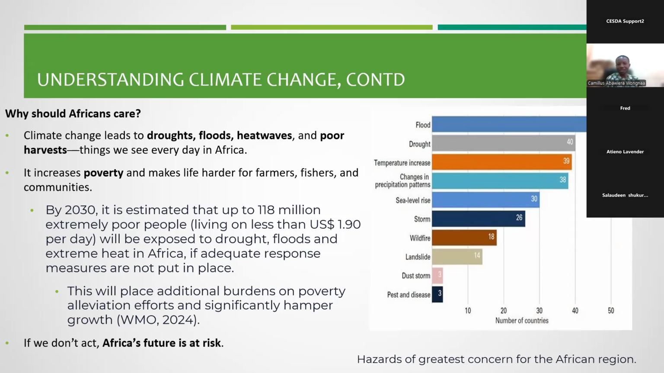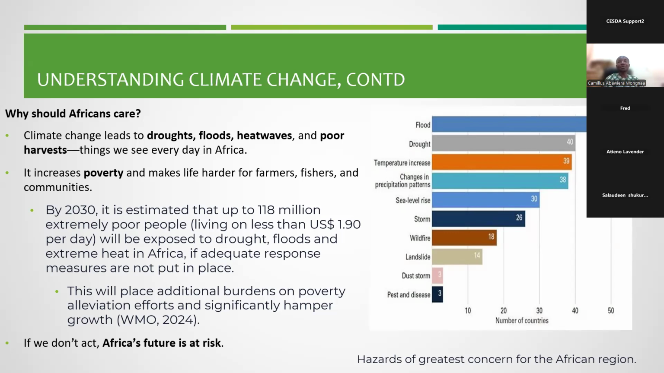You see changes in precipitation patterns. When I talk about precipitation, I'm talking about rainfall, snow, dew, anything that comes as a result of condensation of evaporated gases. So you see the variation in precipitation. Farmers don't even know when the rains are coming. Sometimes you will just be there and then you just see the rain coming.